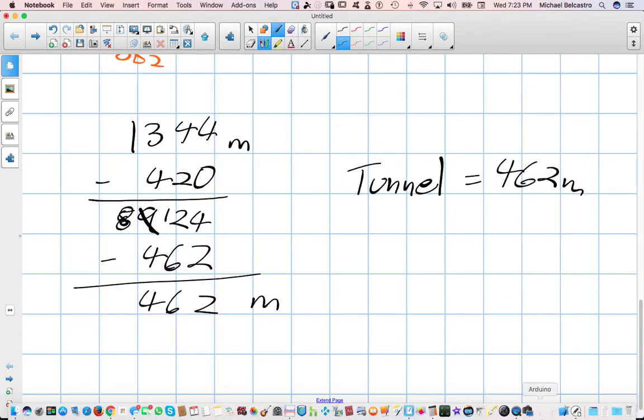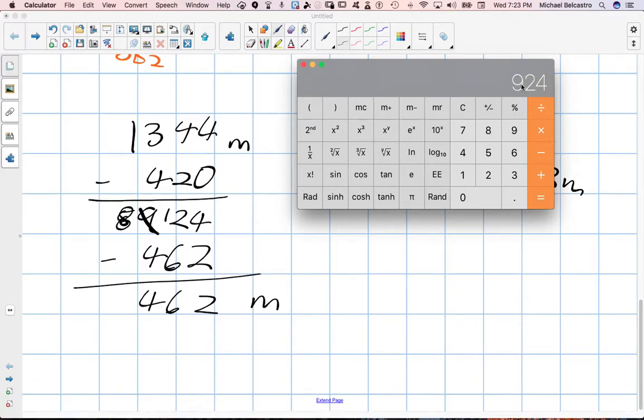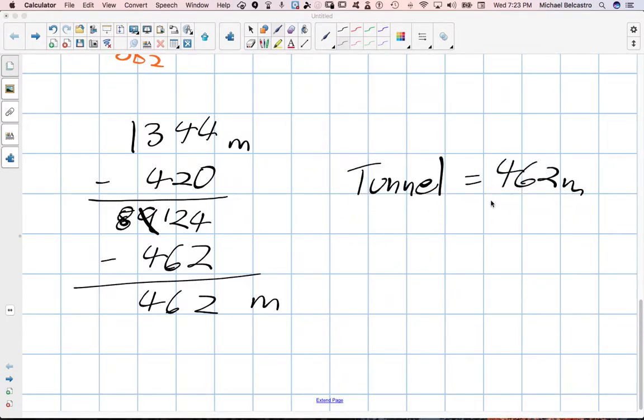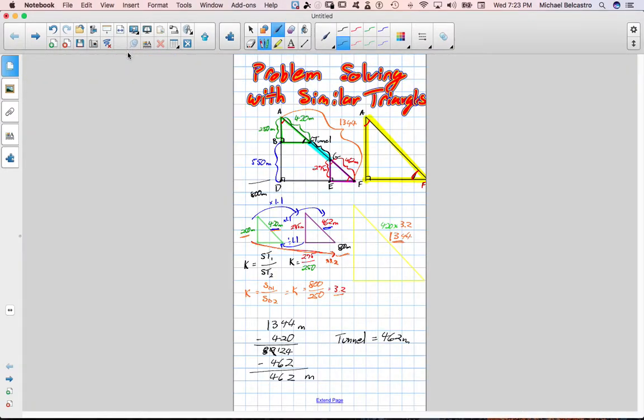I'm going to double check that just to make sure. Maybe it's just a coincidence that the distances are the same. 924 subtract 462 equals 462. Okay, yeah, that's right. The tunnel should be 462 meters in length.